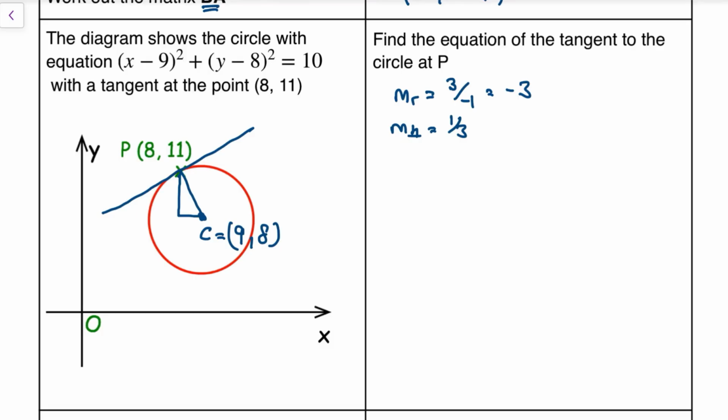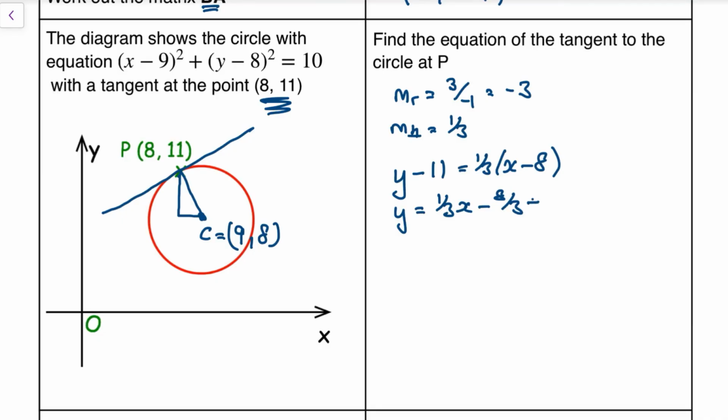Then I'm going to use the y minus y1 method because frankly, it's better and quicker, and it's one you should learn how to use. So I'm going to say y minus, now this is the point I'm using, y minus 11 equals a third, x minus 8. Expand this, so y equals a third x minus 8 over 3, and I'm going to move the 11 to the other side, so it's plus 11, and I'm going to change that to thirds, so that's 33 over 3, which means that y equals a third x, minus 8 plus 33 is 25, so a third x plus 25 over 3.